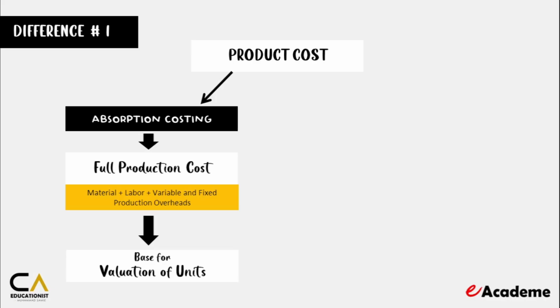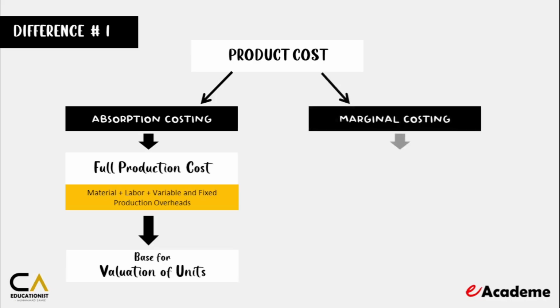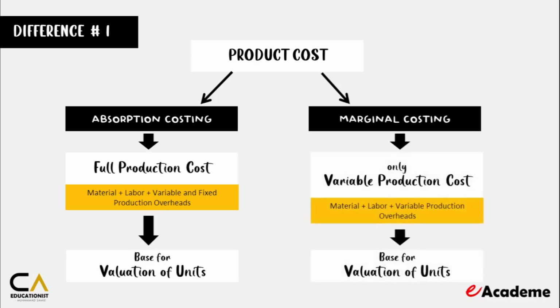On the other hand, marginal costing treats only variable production costs as product costs. In other words, inventory units are valued only at their variable production costs. You must note that variable production costs include direct materials, direct labor, and variable production overhead costs.